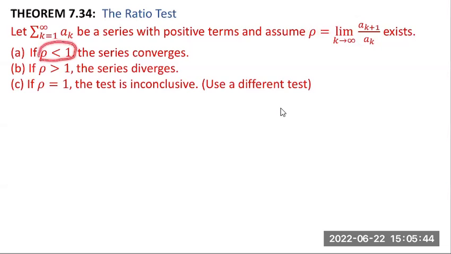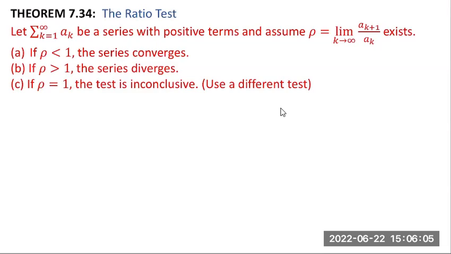If the value of rho is less than 1, then the series converges. If the value of rho is bigger than 1, then the series diverges. And if the value of rho is 1, then the test is inconclusive. That means we cannot apply this test if the value of rho is 1. If the value of rho is 1, our series may or may not be convergent.